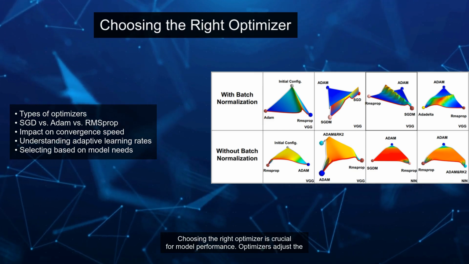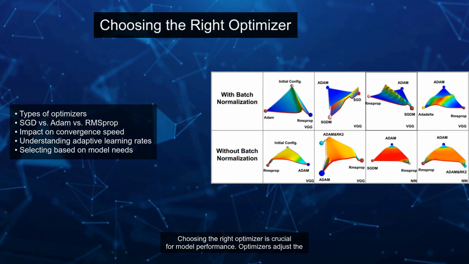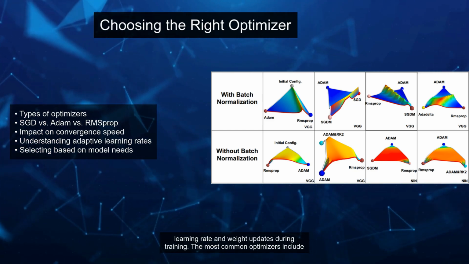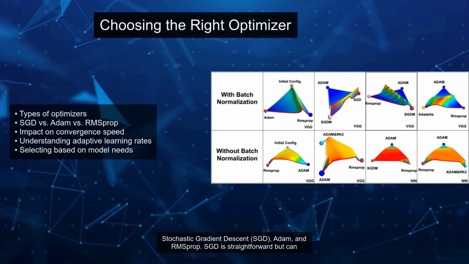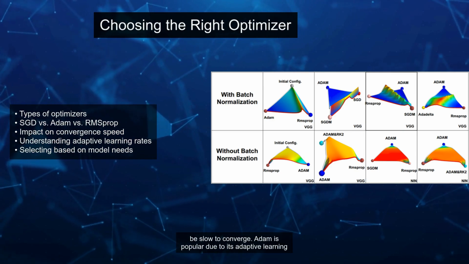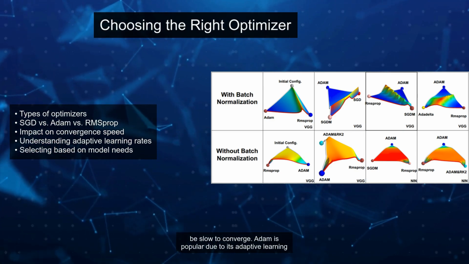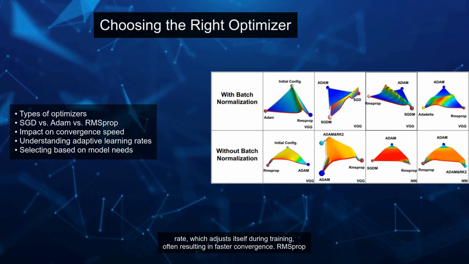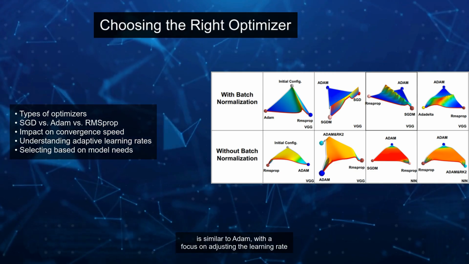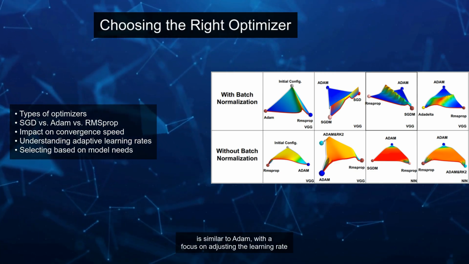Choosing the right optimizer is crucial for model performance. Optimizers adjust the learning rate and weight updates during training. The most common optimizers include stochastic gradient descent, SGD, Adam, and RMSprop. SGD is straightforward but can be slow to converge. Adam is popular due to its adaptive learning rate, which adjusts itself during training, often resulting in faster convergence.